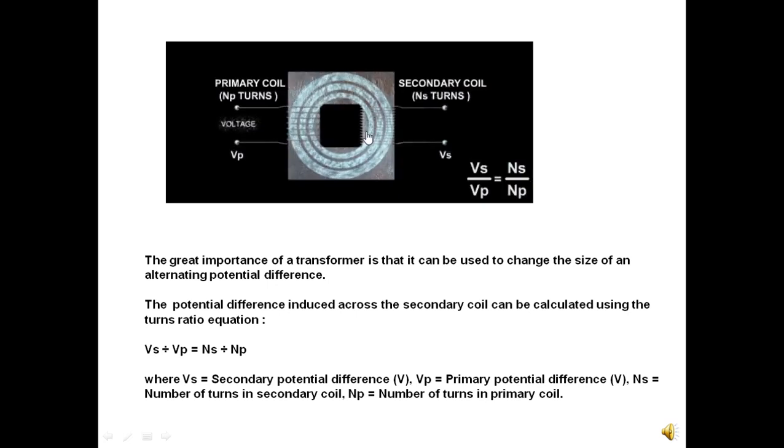So the idea is that you can put whatever your supply PD is here, your primary PD here, and you can get a different secondary PD. And the ratio of the turns in the coils dictates the ratio of the PDs. So this is your formula, Vs over Vp equals Ns over Np. You could have it the other way up, Vp over Vs is Np over Ns, but that's your transformer formula.